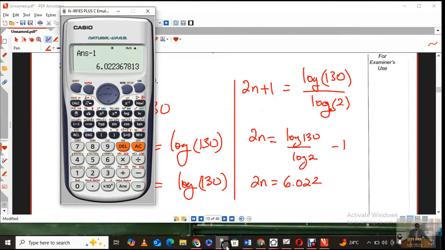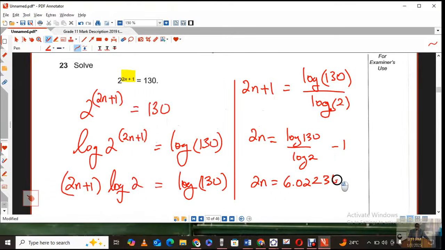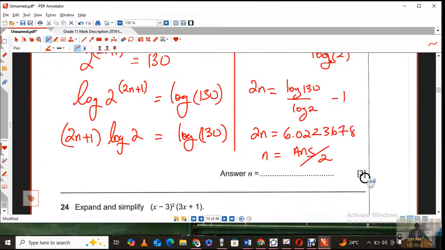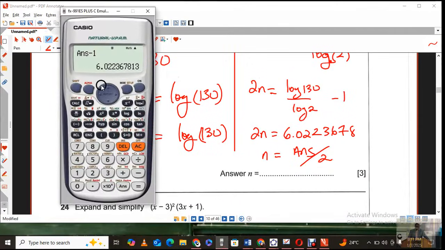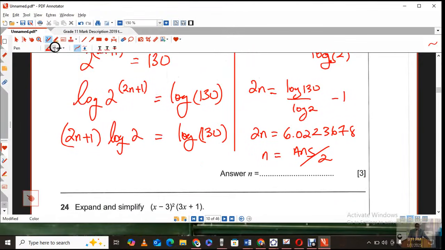Let's bring in some more values, 367, and so on. Now, of course, to have n alone, this horrible answer must be divided by 2. If I go to my calculator and divide that answer by 2, I get 3.0111 and so on. So there I have my answer: n equals 3.01. Since it continues, I'll just write it to 3 significant figures.